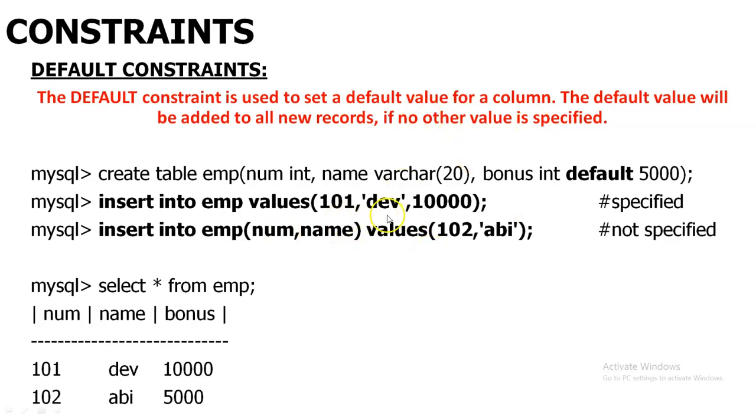So in the first query, 10,000 has been added. So in the table, you can see that for Dev, the bonus is 10,000. In the second query, we have not mentioned any specific value. We are going with the default value itself. So for the table, the row Abhi will be having the bonus of 5,000.